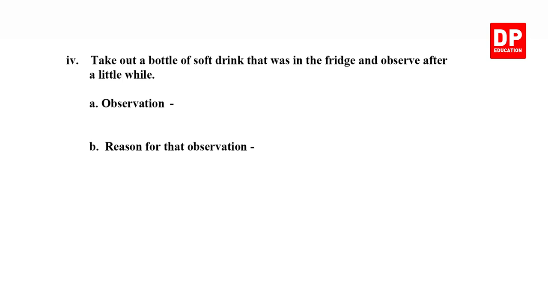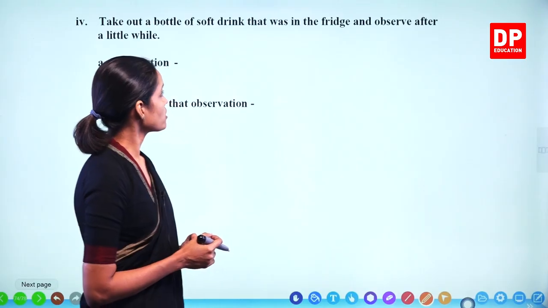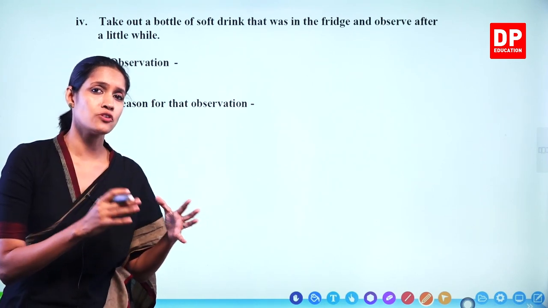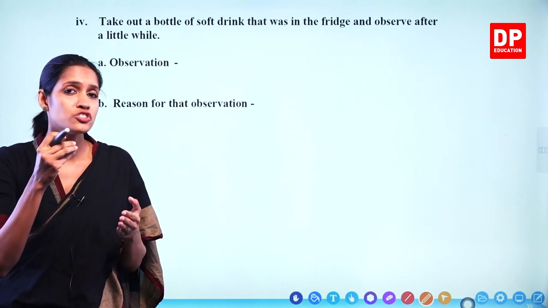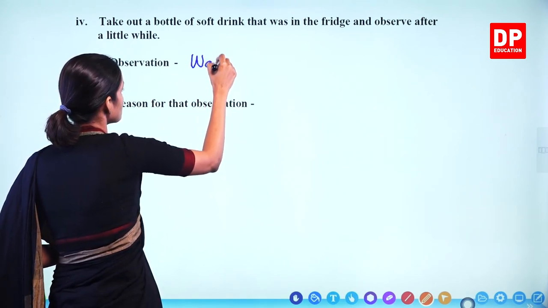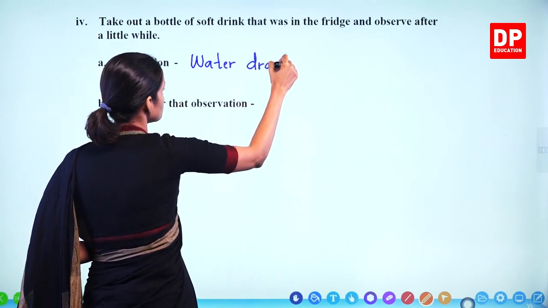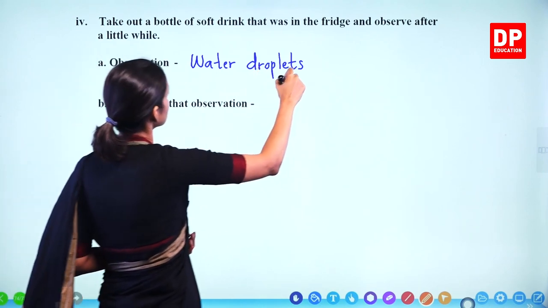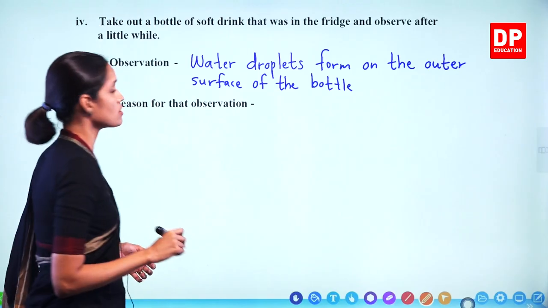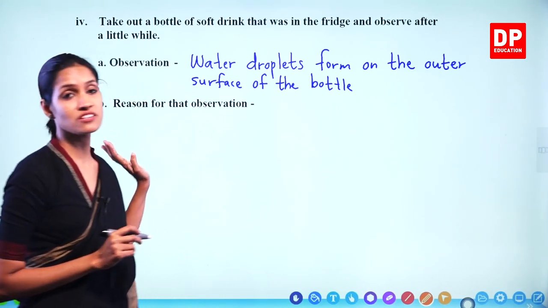Okay, next one. Take out a bottle of soft drink that was in the fridge and observe after a little while. What will happen? What is the observation? You know that after a little while, taking this bottle out of the fridge, what can you see? Water droplets will form on the outer surface of the bottle, right? So we will write: water droplets form on the outer surface of the bottle. Observation is water droplets form on the outer surface of the bottle.